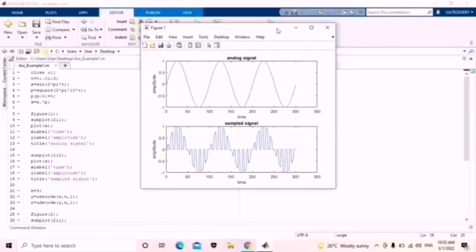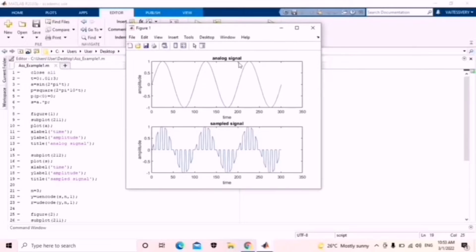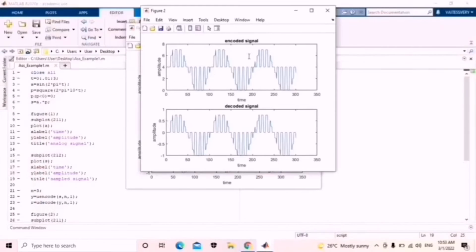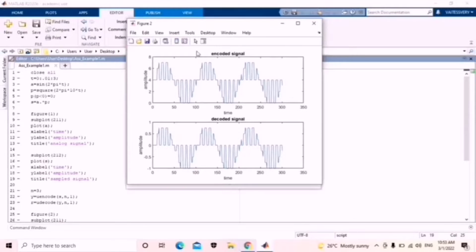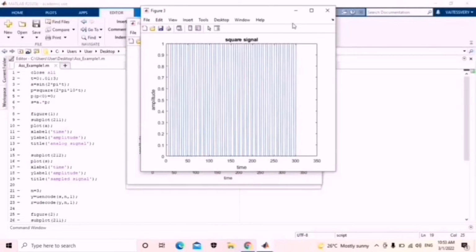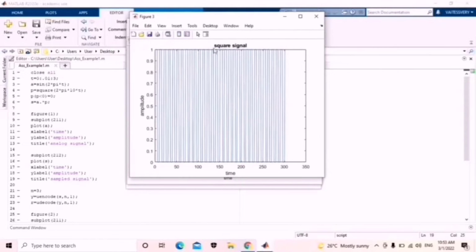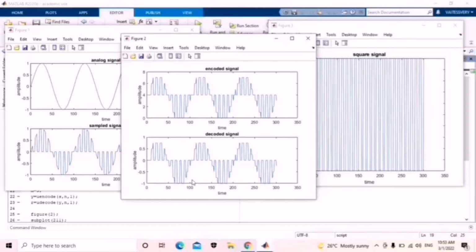So we get 3 outputs. This is the figure 1 output, analog signal and sample signal. Here X is time and amplitude is Y. Then figure 2, this is the output for figure 2. This is the encoded signal and this is the decoded signal. And the third output is figure 3, and this is our square signal. Here X is time and Y is amplitude. So for the example 1 coding, we get 3 types of outputs.